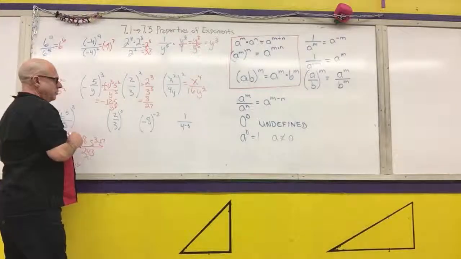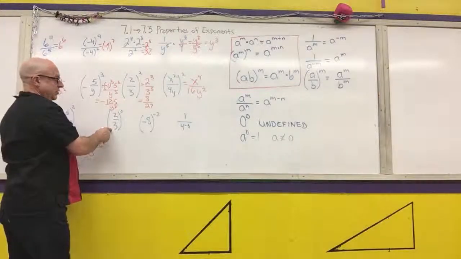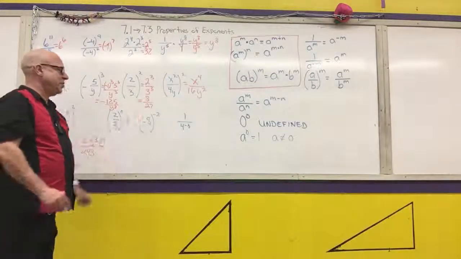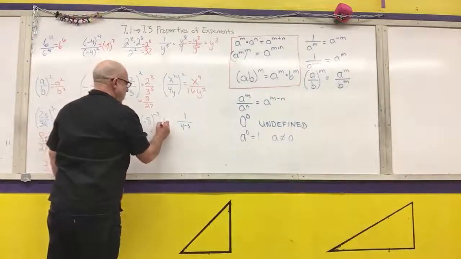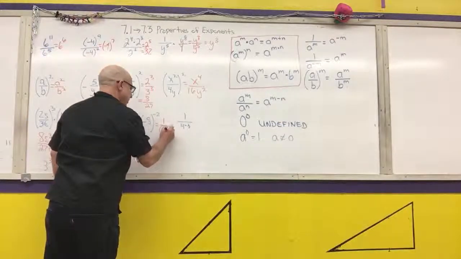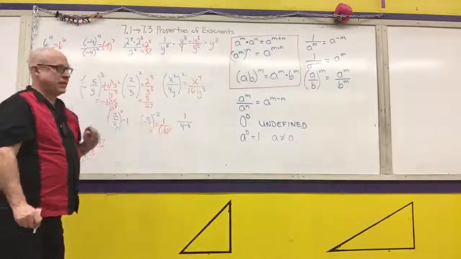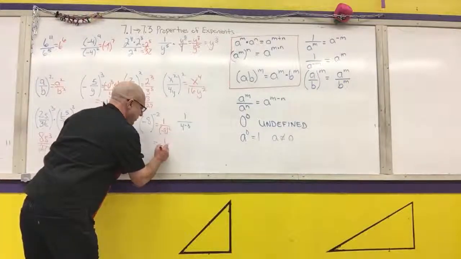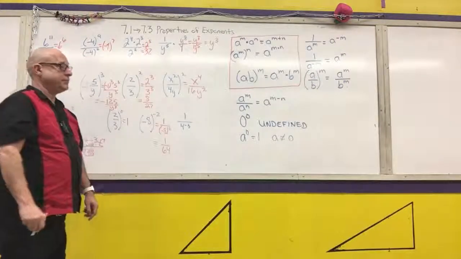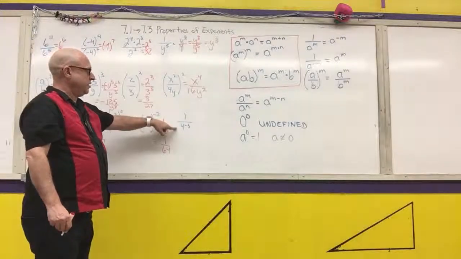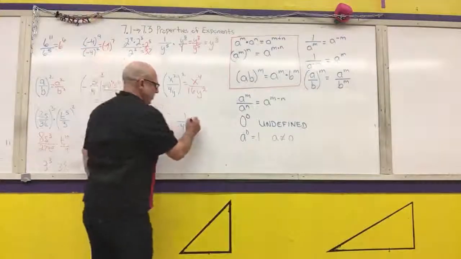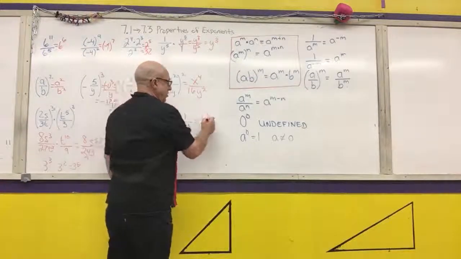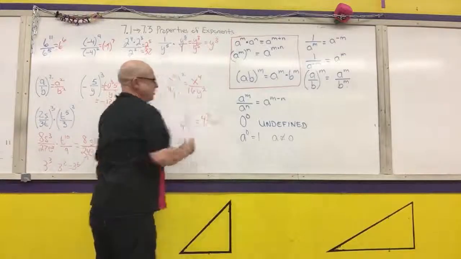2/3 to the 0, well, that is any number but 0 to the 0 is 1. Negative 8 to the negative 2 is the same thing as 1 over negative 8 squared. Flip it over, change the sign to a positive. And then negative 8 times negative 8 is a positive 64. 1 over 4 to the negative 3, negative exponent, says flip it over and change the exponent to a positive. And 4 cubed is memorized to be 64.